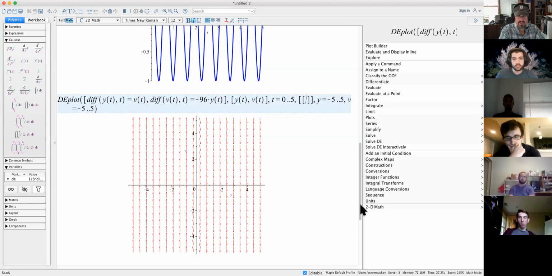So we can add an initial condition that goes right in here, right after the independent variable. I think for our initial condition, it was 0, 1, 0, if I remember correctly. Does that make sense? So 0 for time, 1 for position, and 0 for velocity. I think that was our initial condition.